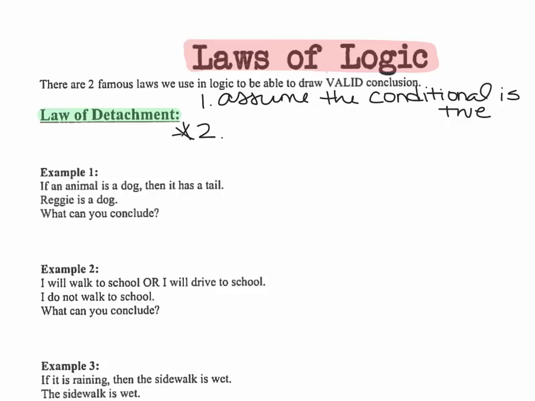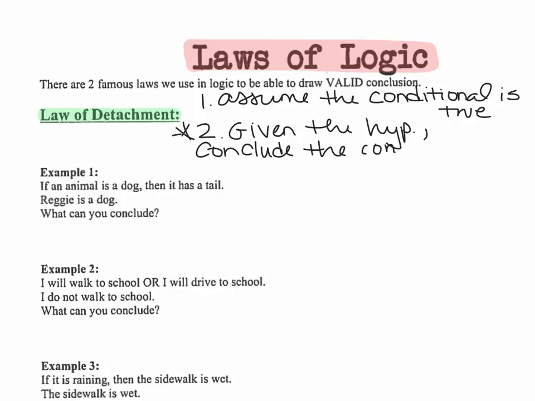Second thing, which is what it always is: I'm given the hypothesis and I have to conclude the conclusion. So, if we take a look at this, it says if an animal is a dog, then it has a tail. Reggie is a dog. So what can I conclude? Reggie has a tail. At any point I go too fast, make sure you pause so you can reference this at your own pace.